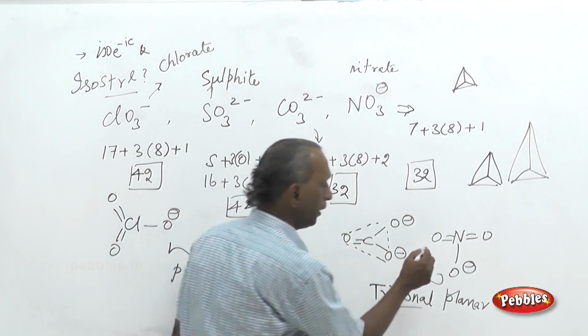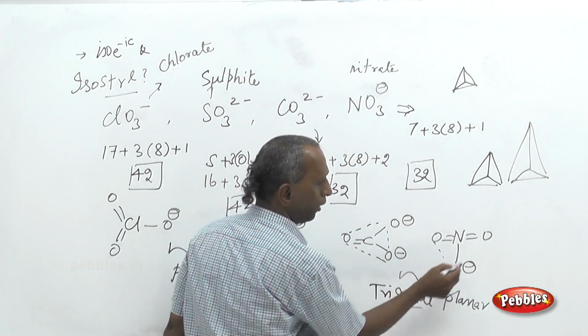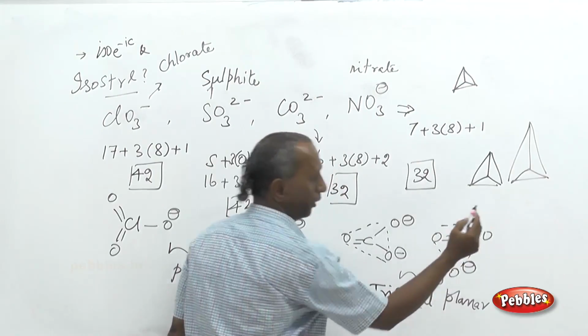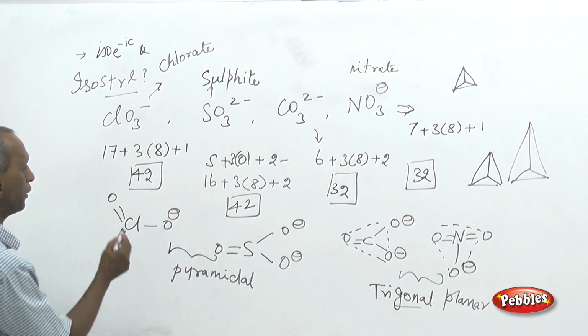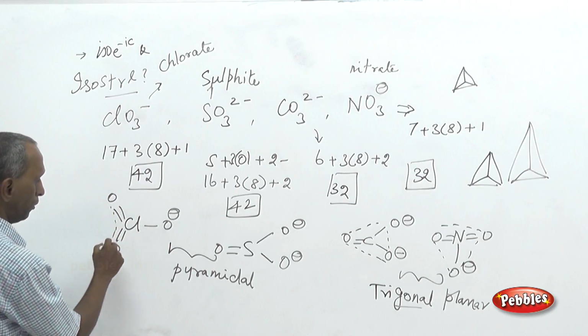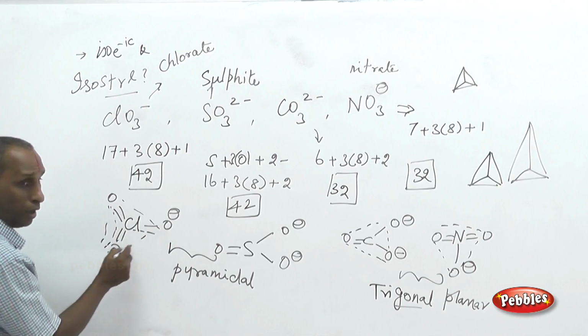Similarly is the case with the nitrate. Nitrate is also trigonal planar. But the first two are pyramids. Pyramids means a 3-dimensional version with triangular shapes.